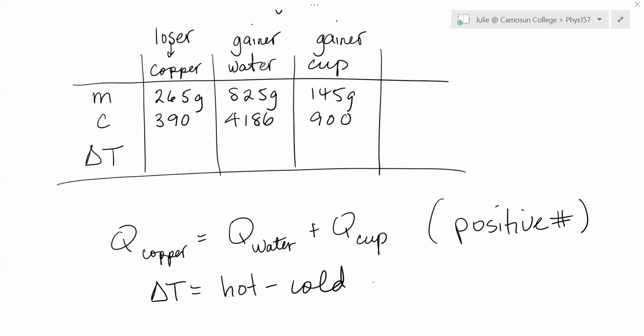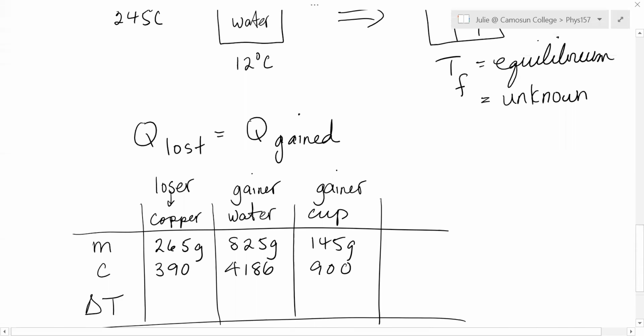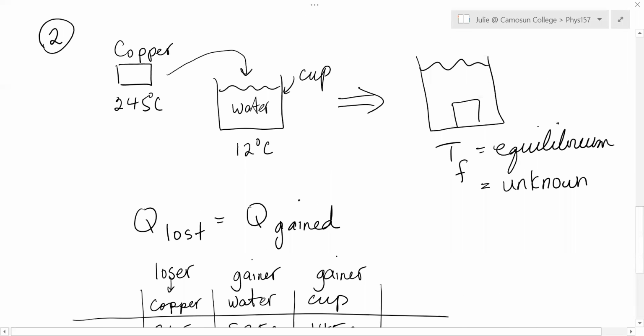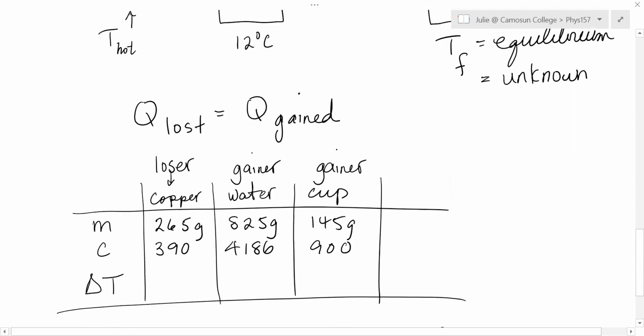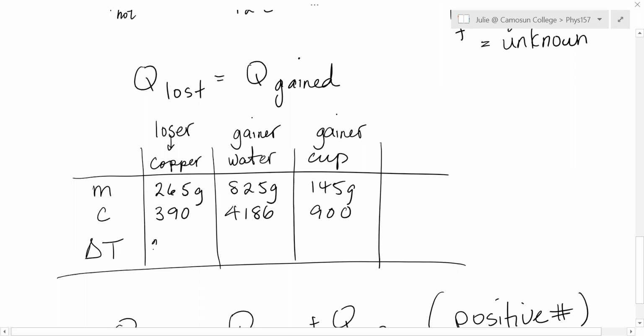Okay, so let's see what's happening. Up here, this final temperature obviously is going to be somewhere between 12 and 245. So the copper is hot, this is T hot for the copper, and TF would be its cold. So the delta T here is 245 minus TF. So this is 245 degrees minus whatever that final temperature is. We don't know, but it's definitely less than 245.